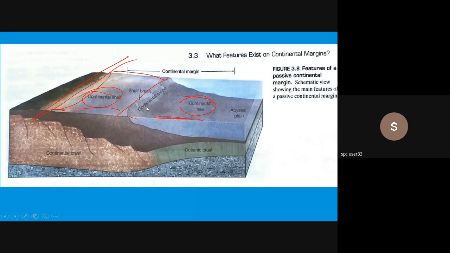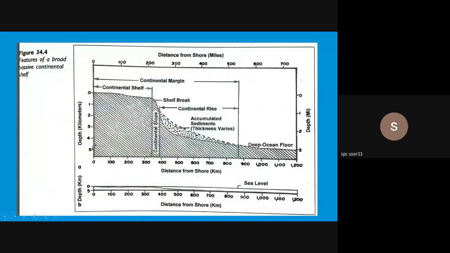I purposely put up multiple diagrams of this so that we can revise it again and again. This is the more common one. Here you can see the actual slope. The shelf is very shallow and it's not very steep. Then you have the shelf break, and then you have the continental slope, below which you're going to have the continental rise. A lot of the material that goes into it accumulates in this particular area.